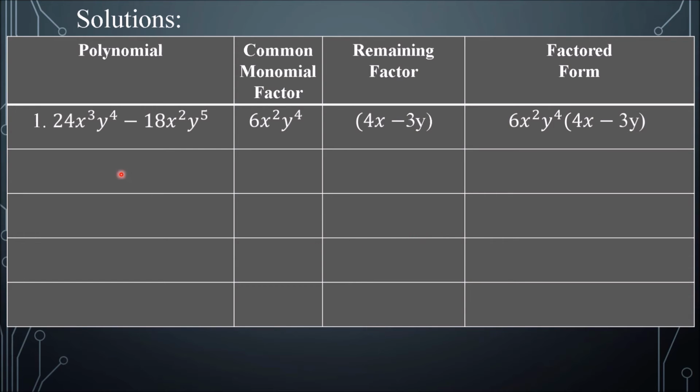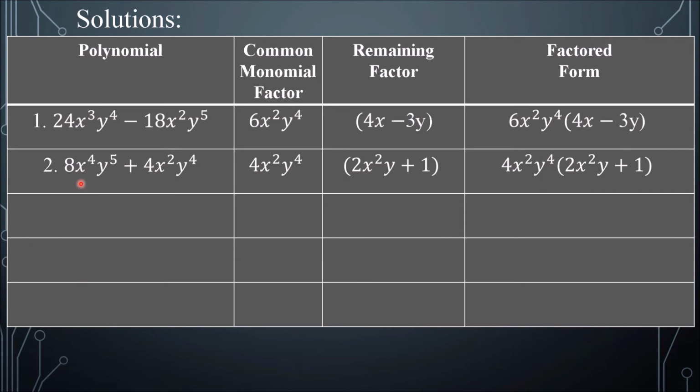Number 1. So 24x cubed y raised to 4 minus 18x squared y raised to 5. The common monomial factor. Let's start with 24 and 18. We have 6. X cubed, x squared, we have x squared. Y raised to 4, y raised to 5, we have y raised to 4. Extracting that from here, we have 4x minus 3y, and then combining again, the final answer is 6x squared y raised to 4 times 4x minus 3y. That is the factored form.